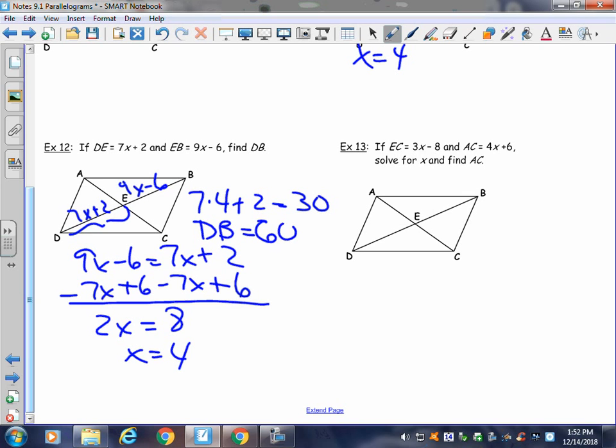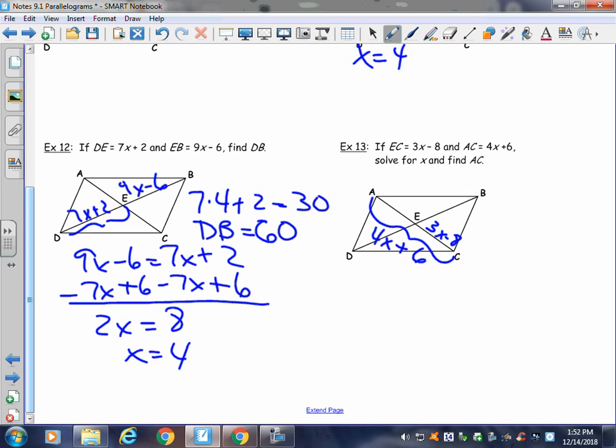Or I could have added like terms and then plug the x in. And that would work also. You can work on half of it and double it, or you can add the like terms and plug in x. It works either way. So for example, over here, from here to here is 3x minus 8, but the whole entire line is 4x plus 6. Now how am I going to do that? I don't have what that one is.